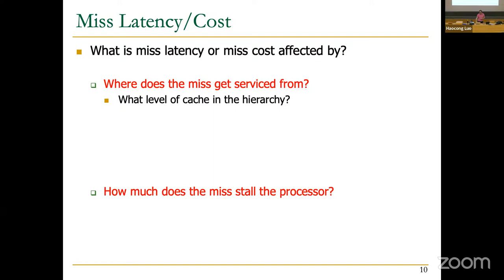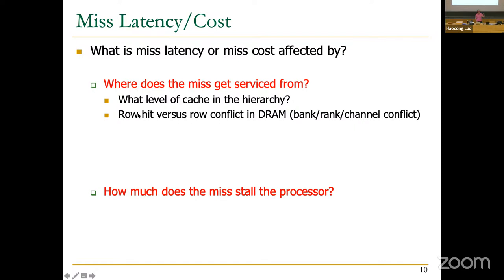And then if it actually goes to DRAM, it could be a row hit. Remember the DRAM lecture that we had? You can have a row hit versus row conflicts. You can have conflicts in the bank, rank, channel. All of those actually increase the latencies of the cache miss that you're trying to bring into the cache hierarchy.